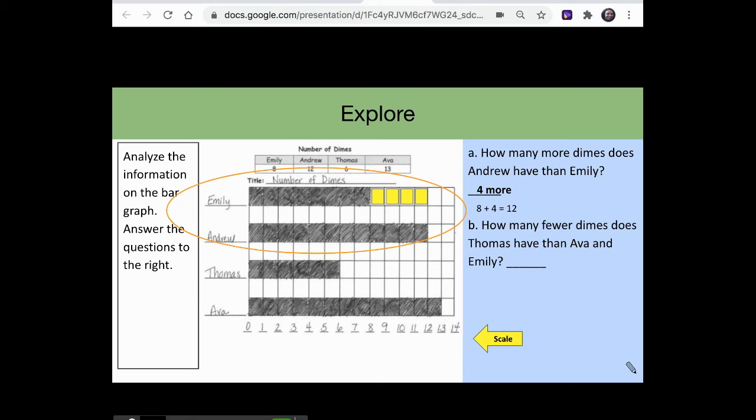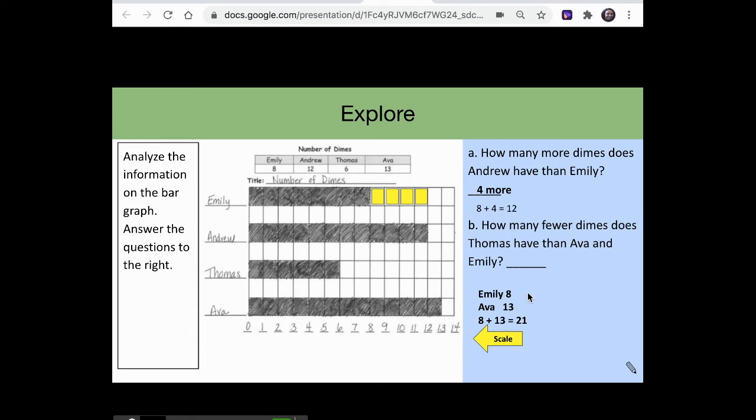All right, now let's answer the second question. For this one, we are looking at Thomas, Ava, and Emily's bars on the graph. How many fewer dimes does Thomas have than Ava and Emily? Let's see, I already know that Emily has 8 and Ava has 13 dimes. And 8 plus 13 gives us a total of 21.